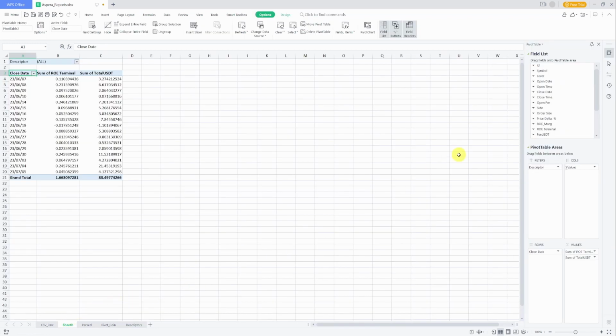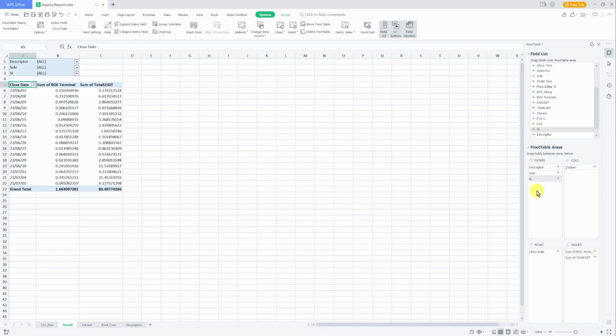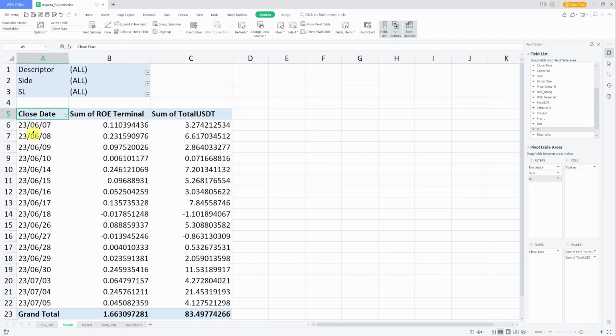And here, just for fun, I'll also put the side and the stop loss value. This way we can differentiate between the older algorithms with a lower stop loss and the newer ones which supposedly perform better. Okay, so this is our table here.